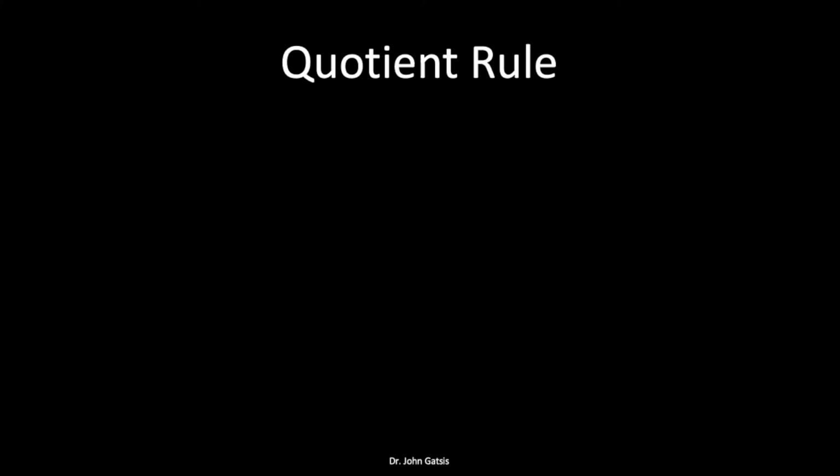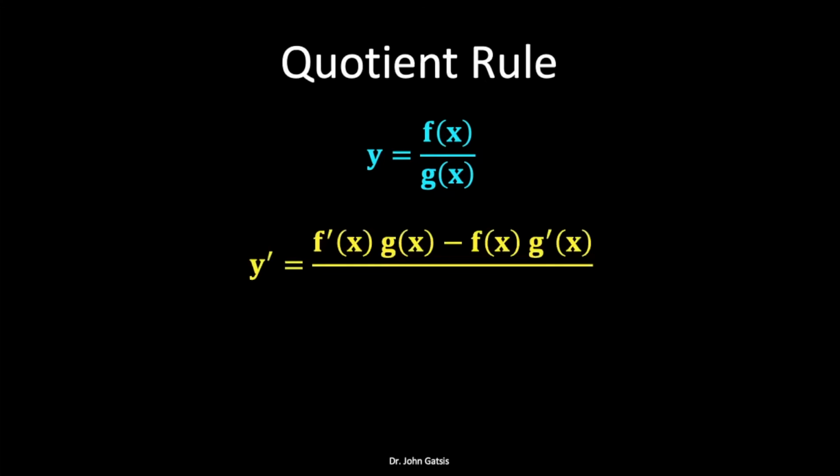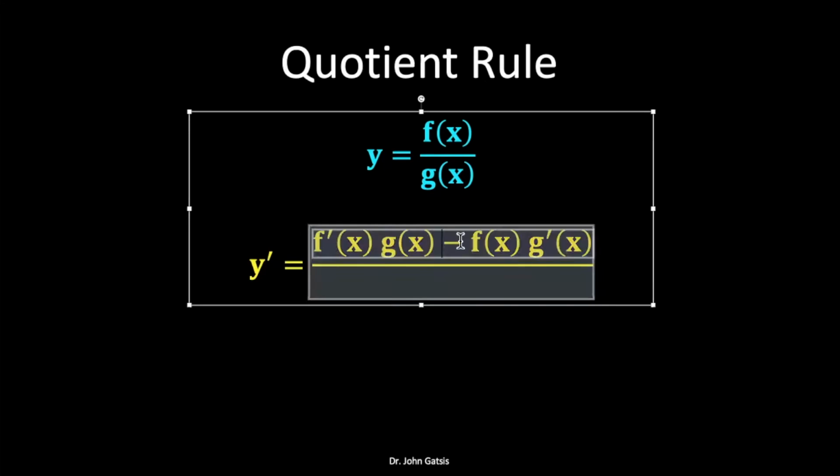Okay, moving on to the next rule, the quotient rule. Very similar to the product rule in terms of the formula. When you have the derivative of the quotient of two functions, f over g, the numerator looks very similar to the product rule, except that we have a negative sign.